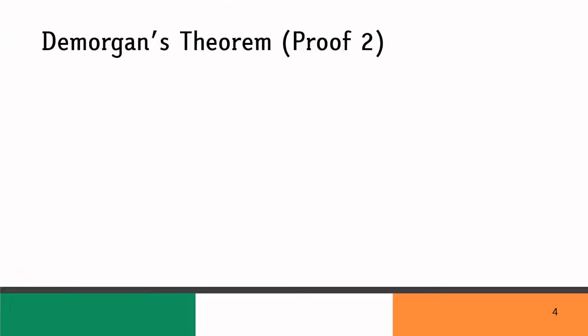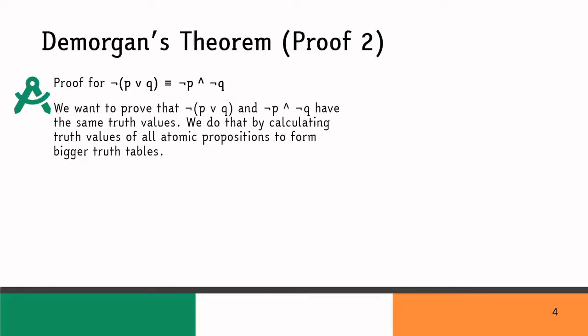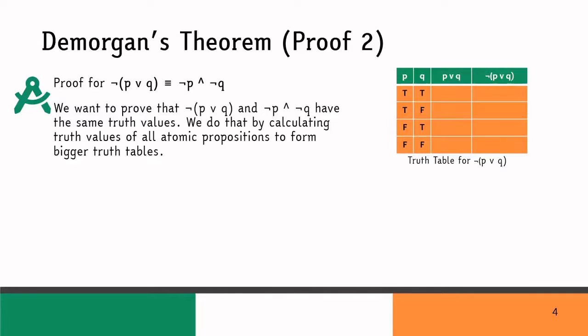Similarly, for the second law, we will draw the two truth tables, one for negation of P or Q and one for negation of P and negation of Q. For the first table, we start by calculating truth values of P or Q. As we saw earlier, in case of OR operation, the only case of false is the one where both propositions are false. In all other cases, the OR leads to true. Now, we perform the negation on these values. And this is the final table for negation of P or Q.